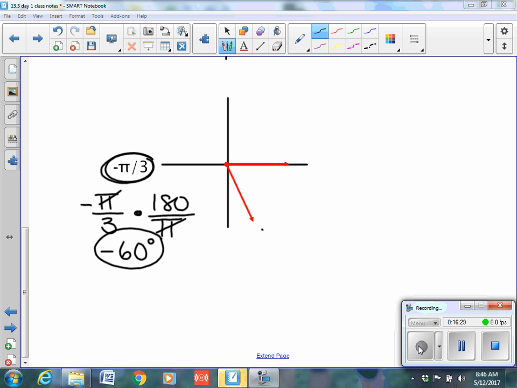So they might give it to you in radians. I don't think I do, but I'm just showing you how to change it back into degrees. Where is a negative 60? You have to go down instead of up. Everybody see that? So the first thing I do is I graph the negative 60, which would put you in this quadrant. So far, so good.